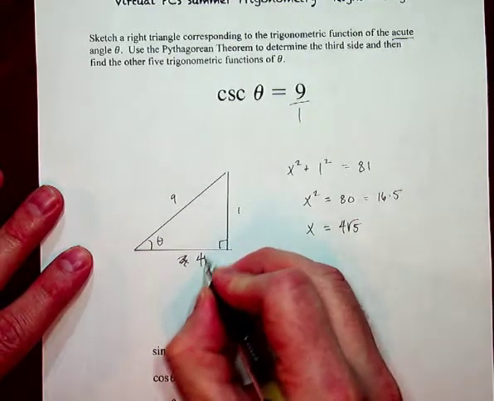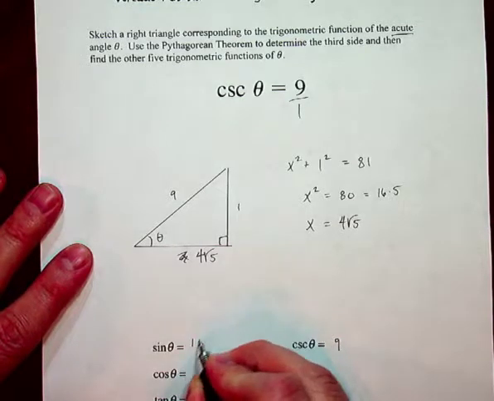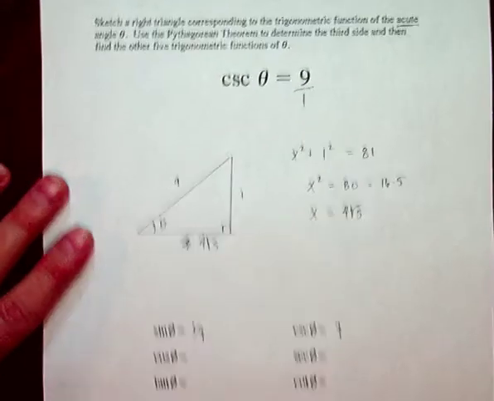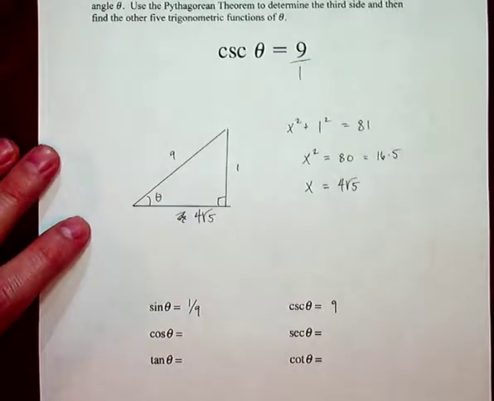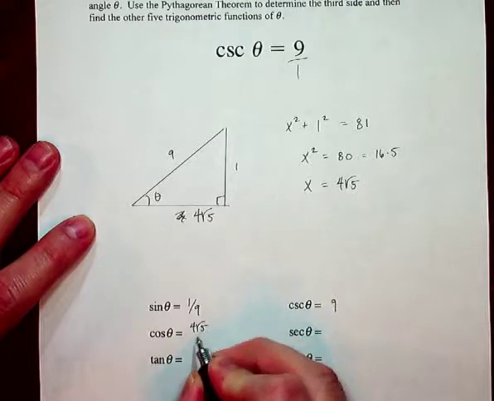Okay. So this becomes 4 root 5. Cosecant here is 9. Sine is 1/9. Those ought to be the easiest ones to figure out. Cosine is going to be 4 root 5 over 9.